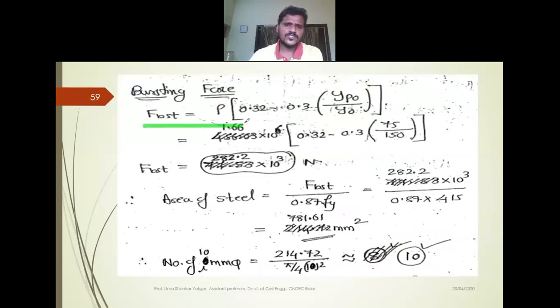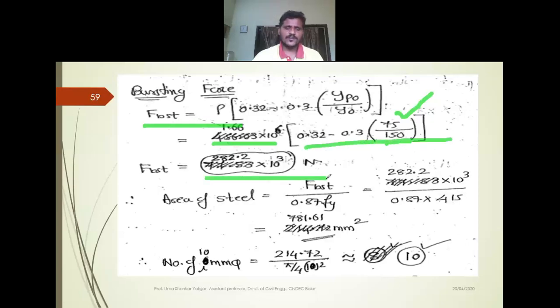Then the bursting force is equal to, use the formula from your IS code. P as already calculated is 1.66 into 10 raised to 6 Newton, into 0.32 minus 0.3 yp by y0. The depth of the plate is 75 mm. The depth of the prism is 150 mm. If you substitute all these values, you will get 282.2 into 10 raised to 3 Newton.